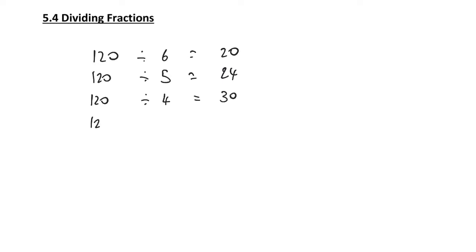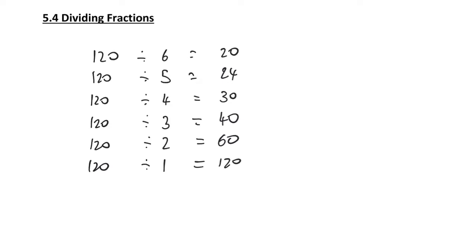Dividing fractions. If we think about the number 120 and we divide that by 6, we know that the answer is going to be 20. 120 divided by 5 is 24. 120 divided by 4 is 30. 120 divided by 3 is 40. 120 divided by 2 is 60. And 120 divided by 1 is 120.